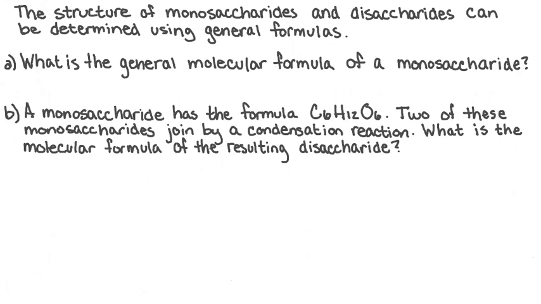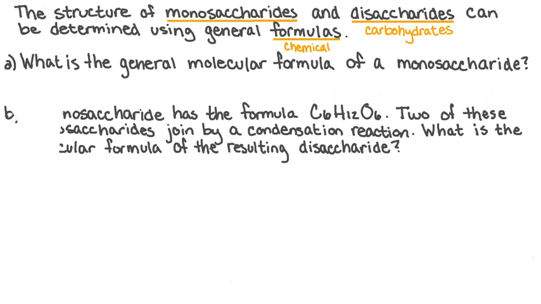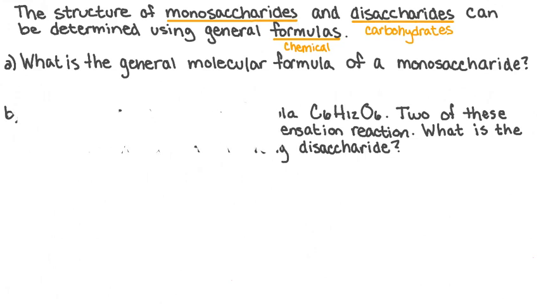A monosaccharide has the formula C6H12O6. Two of these monosaccharides join by a condensation reaction. What is the molecular formula of the resulting disaccharide? This question is asking us to recall what we know about the chemical formulas of monosaccharides and disaccharides, which are both types of carbohydrates. Let's just focus on the first part of this question for now.